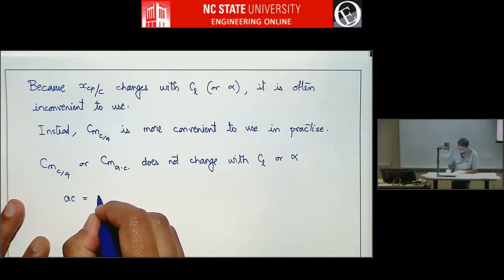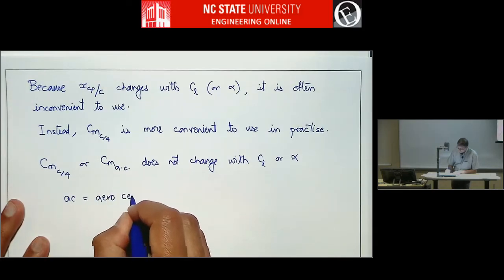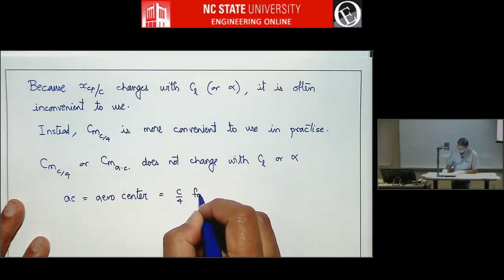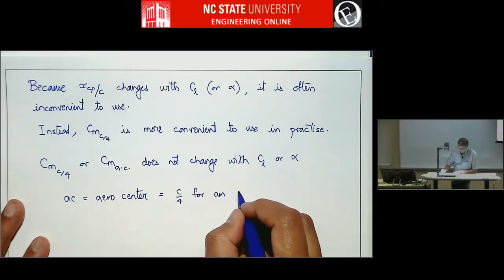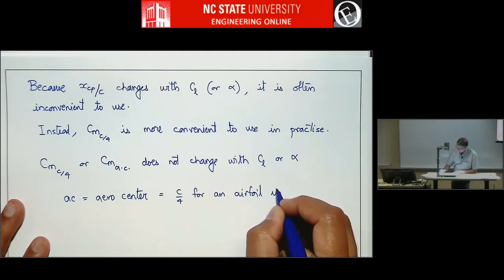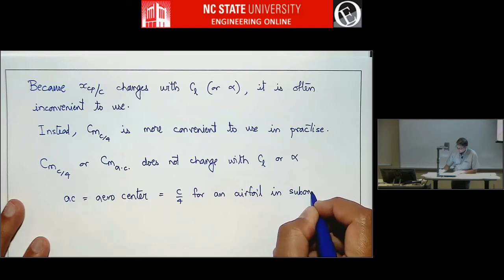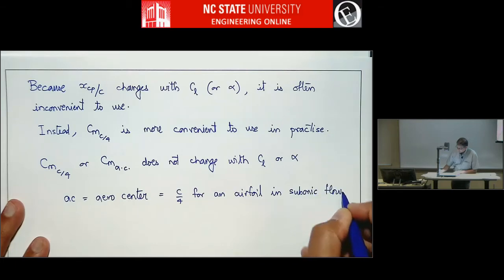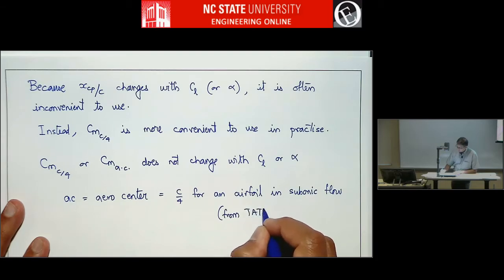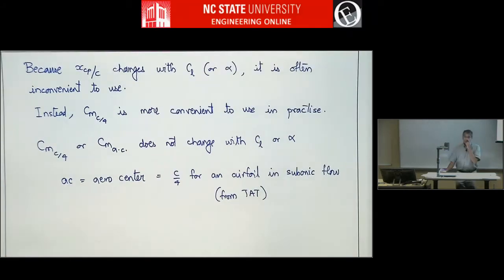So AC here is aerodynamic center, and that's equal to C over 4. This comes from thin airfoil theory, as we just mentioned earlier. Okay.